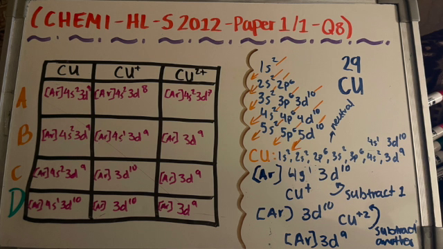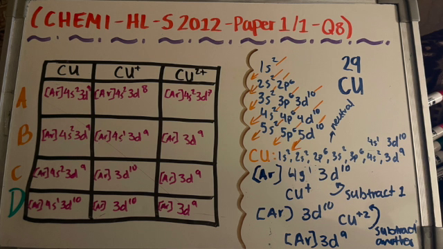Then to find out Cu+, we just subtracted 1, so we just completely cancel out 4s1, and then to find out Cu2+, we just subtract another one, so we're going to subtract 1 from the 3d10 because that's all we have, which is 3d9. So now we know that number D is correct.